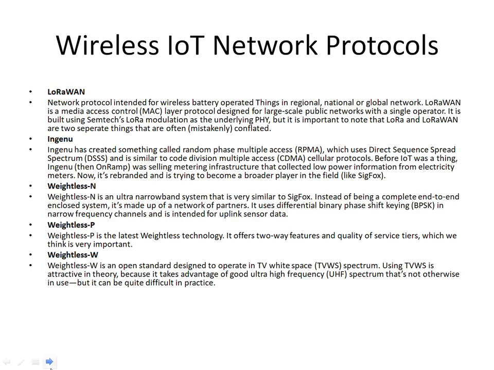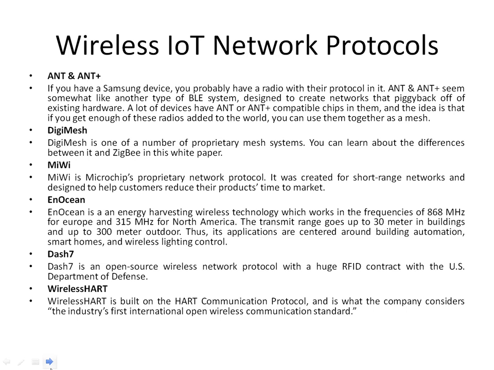LoRa has the LoRaWAN low-rate media access control for large-scale public networks. Ingenu created something called random phase multiple access, along with direct sequence spread spectrum and code division multiple access. Then there are Weightless, ANT, DigiMesh, Wi-Fi, and EnOcean, an energy harvesting wireless technology, and DASH7, an open source wireless network protocol. Then WirelessHART is built on the HART communication protocol. The company considers it the industry's first international open wireless communication standard.